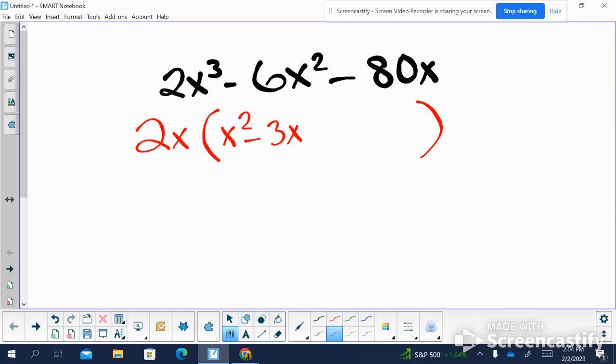Moving on, I'm going to think of that minus 80x as a negative 80x. So 2 times what gets us negative 80, and the answer is 40. And x times what gets us x? Well, it's just 1, so we are just left in the parentheses, I'll make these a little smaller, with x squared minus 3x minus 40.